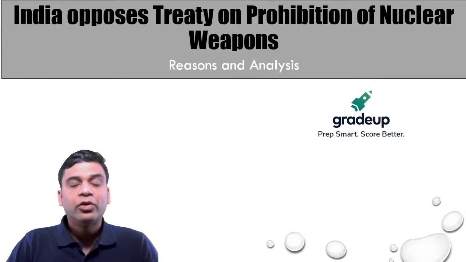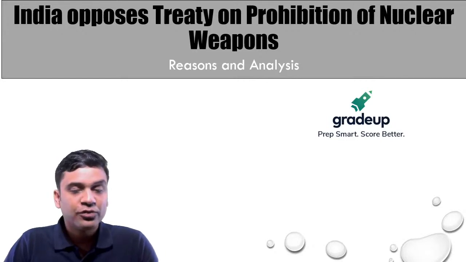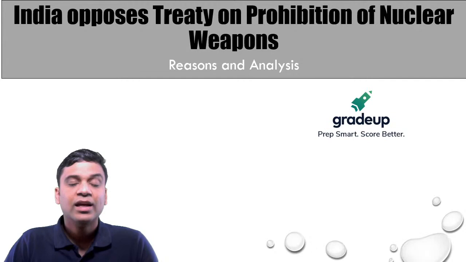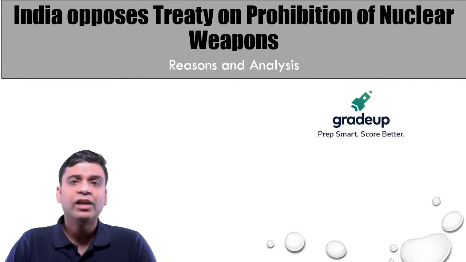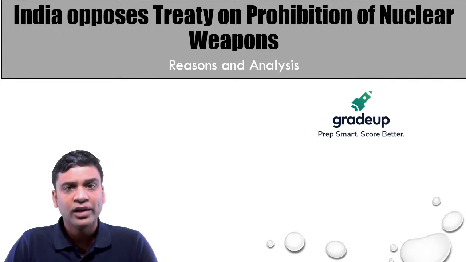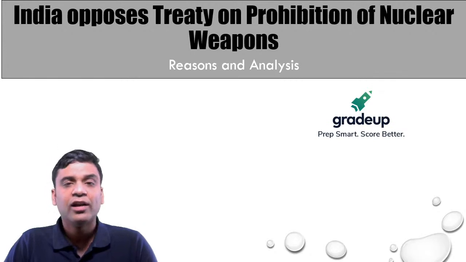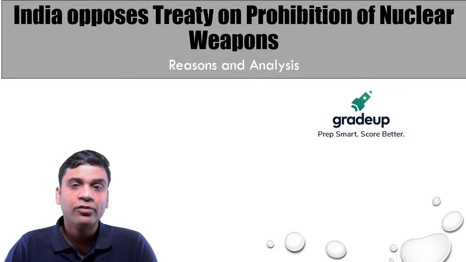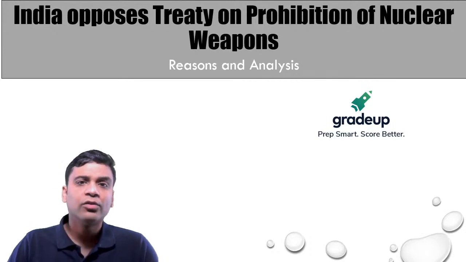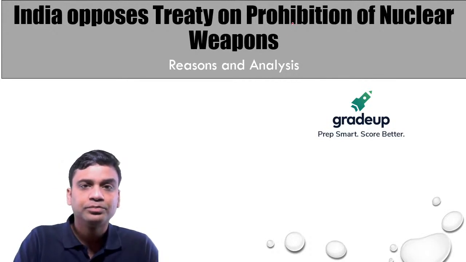Okay. The topic for today is India opposes Treaty on Prohibition of Nuclear Weapons. So we shall see the reasons and analysis of why India is opposing the prohibition of nuclear weapons. Because India has always stood for nuclear disarmament since the time of Jawaharlal Nehru, since our independence, since the time of the Non-Proliferation Treaty or the CTBT, throughout the entire history of post-independence India, we have stood for prohibition of nuclear weapons.